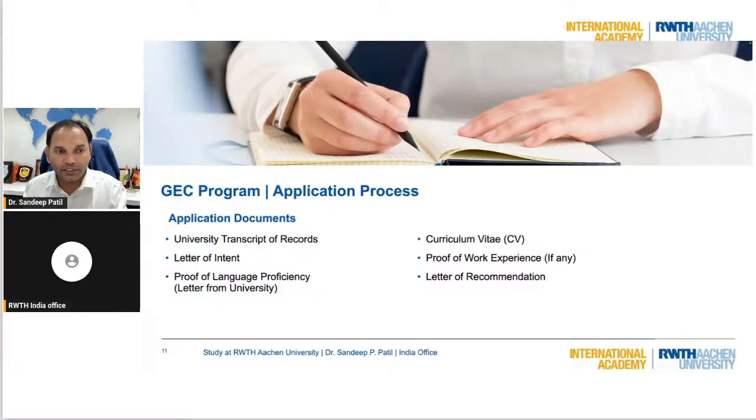In addition to these important documents, you need to have a CV. If you have good work experience, that helps, but if you don't, it's not going to be a hurdle for you. You can also have a letter of recommendation from a professor. It is recommended, but if you have any other recommendation letter you would like to attach, you are welcome.